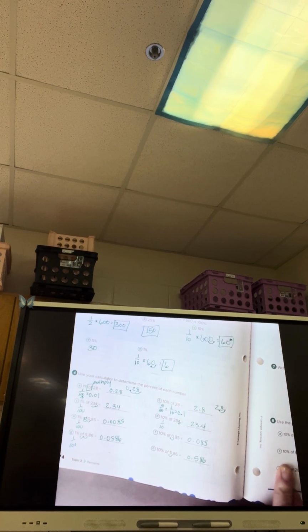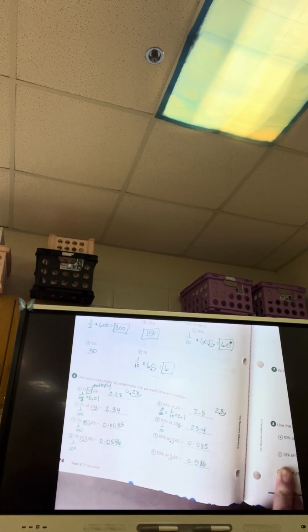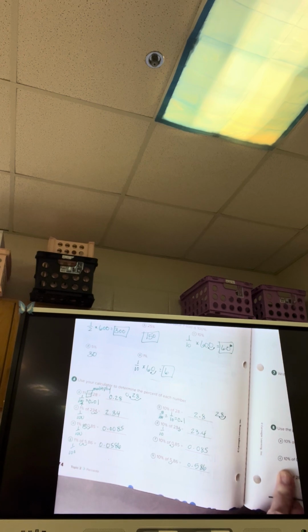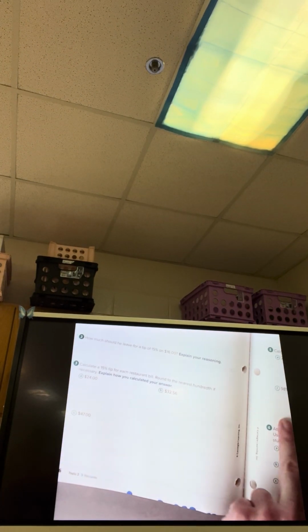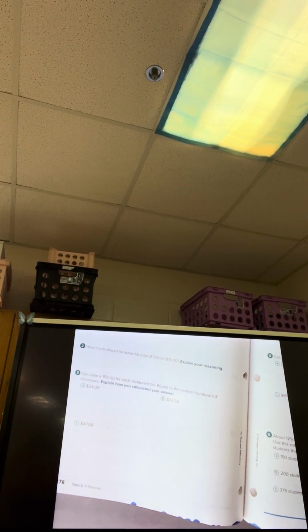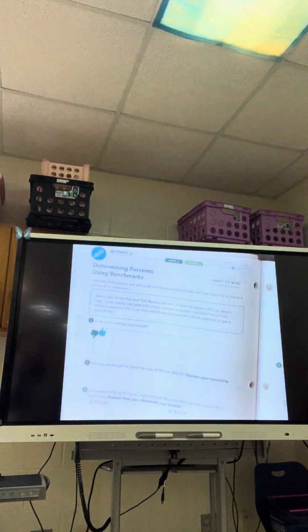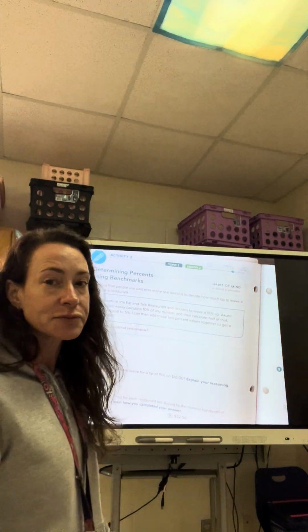So let's go with page 275. Basically goes over the same thing we just did on that page. So we're going to go ahead and move to 276. And 276 says determining, let's move this down so you can see it. Let's make sure my phone isn't sliding because it probably is. This is determining percents using benchmarks.